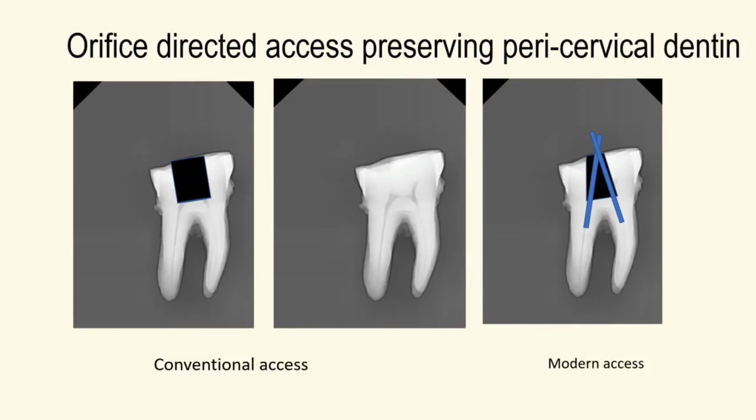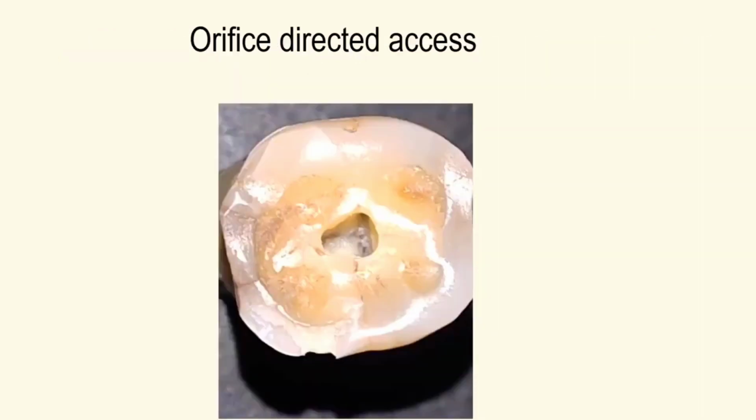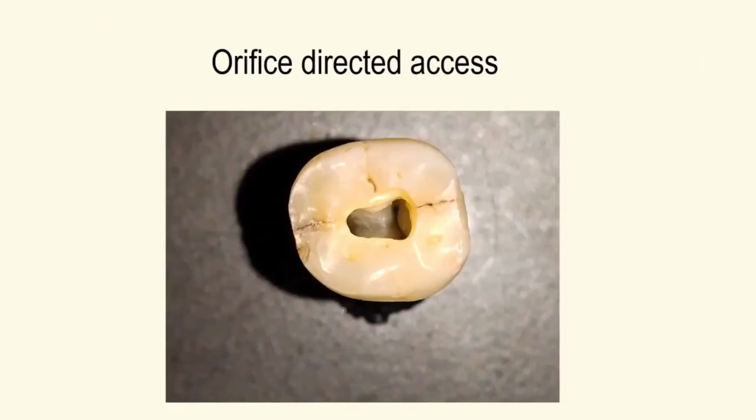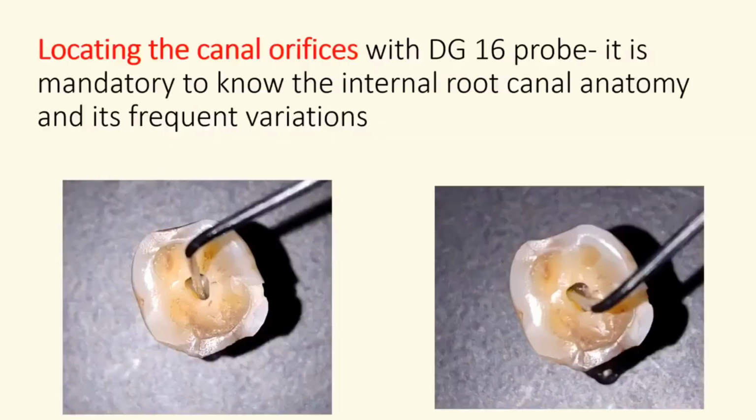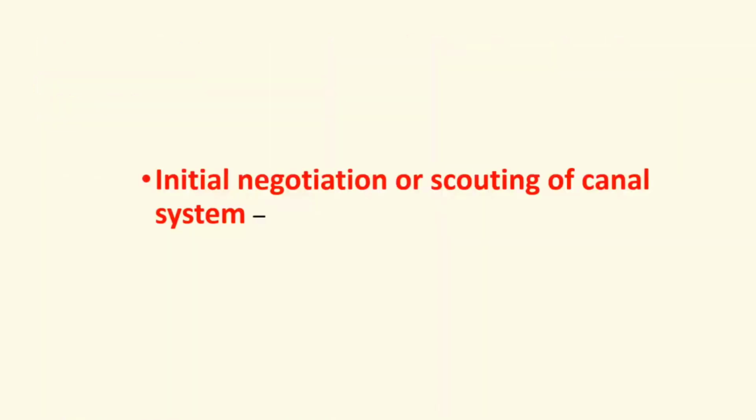This is an example of the orifice directed access preserving the pericervical dentin. I know it is not possible to achieve such access in each and every case, but attempts should be made to preserve the pericervical dentin. These are a few clinical images of the access cavity. Next step is locating the canal orifices with a DZ16 probe. It is mandatory to know the internal root canal anatomy and its frequent variations to effectively locate the canal orifices. That means the location of the orifices and the number of orifices present in the tooth.